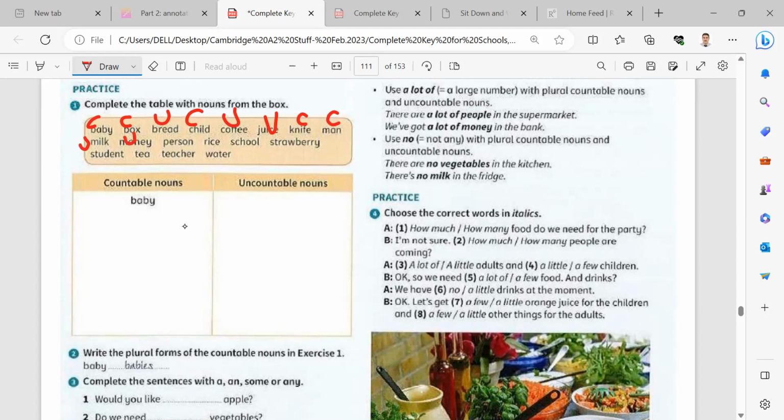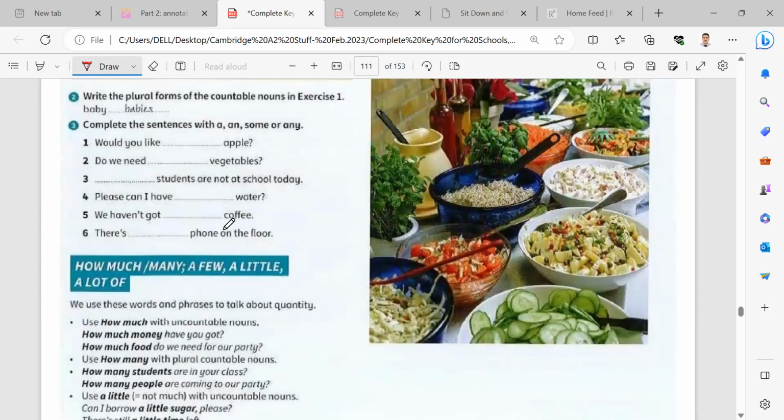Person, countable. Rice, uncountable. School, countable. Strawberry, countable. Student, countable. Tea, uncountable. Teacher, countable. Water, uncountable. Well done, Nawaf.